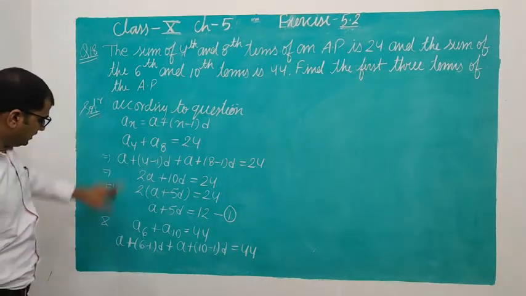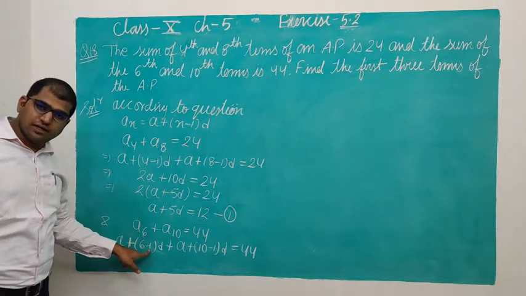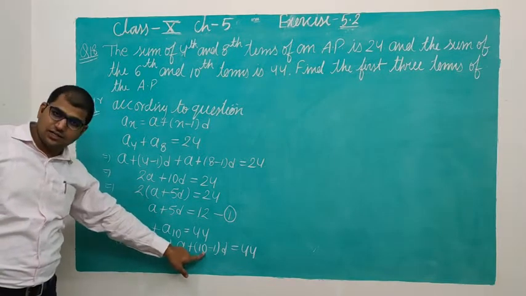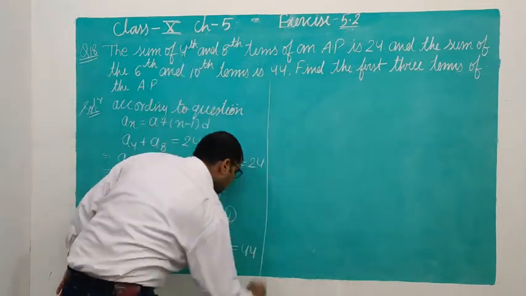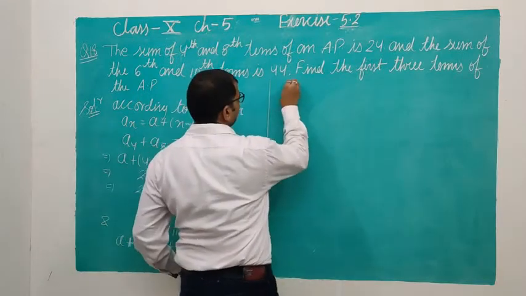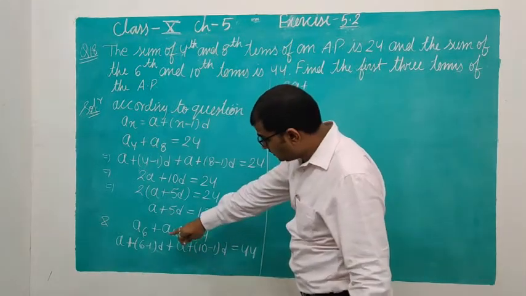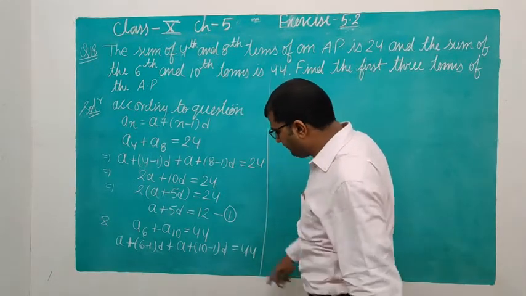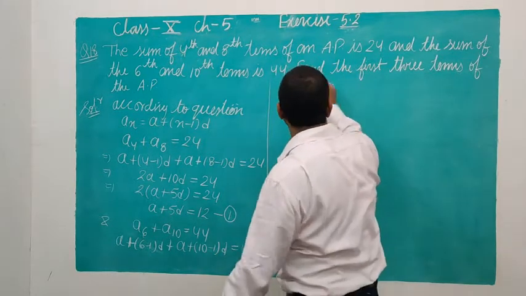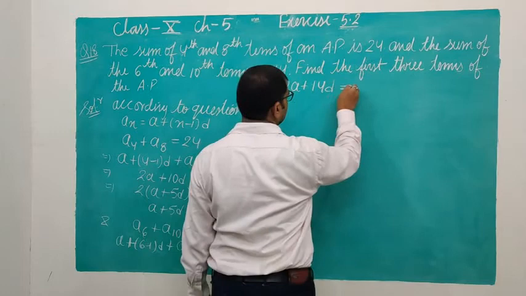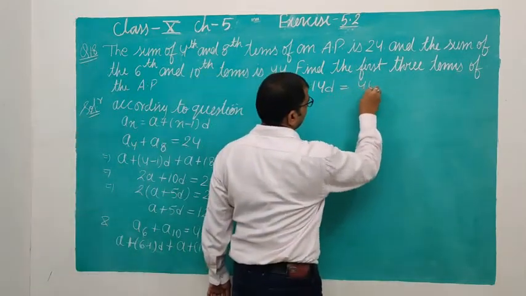Okay, solve further: A plus A, twice of A, and 6 minus 1 that is 5D, 5D plus 9D, that is 14D. So 9D plus 5D, that is 14D is equal to 44.